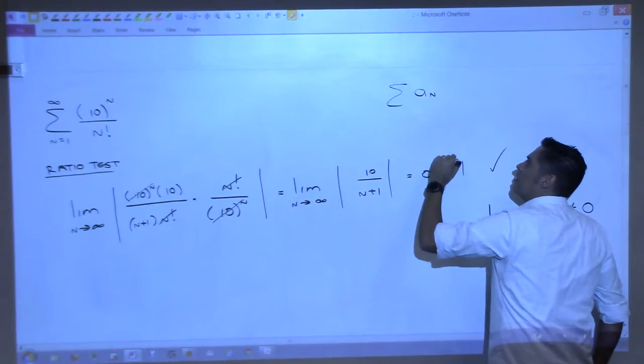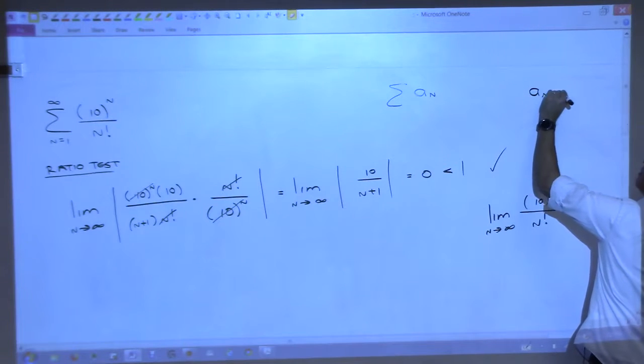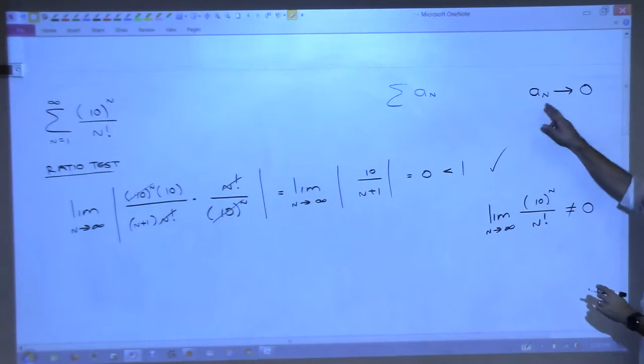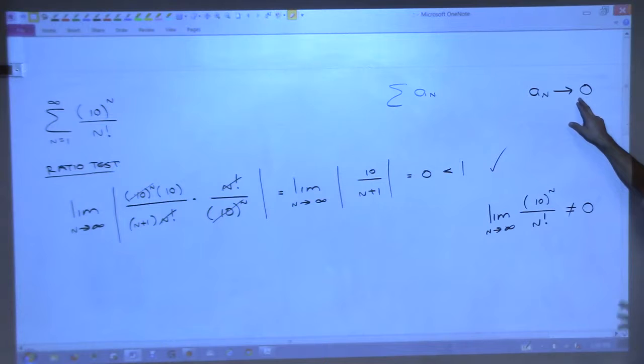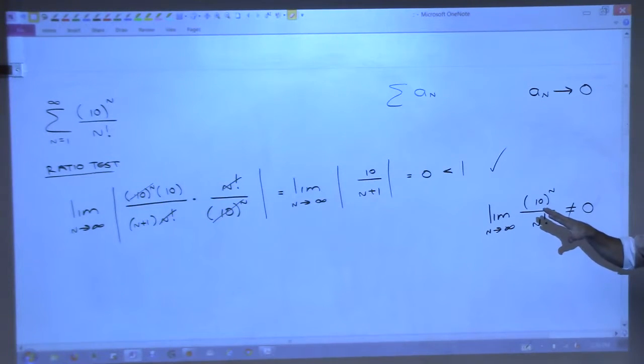Let's say we have a series, right? We know that a sub n, what if a sub n goes to 0? What do we know? Nothing, right? We know nothing. We don't know if this converges or not. If that goes to 0, we don't know anything.